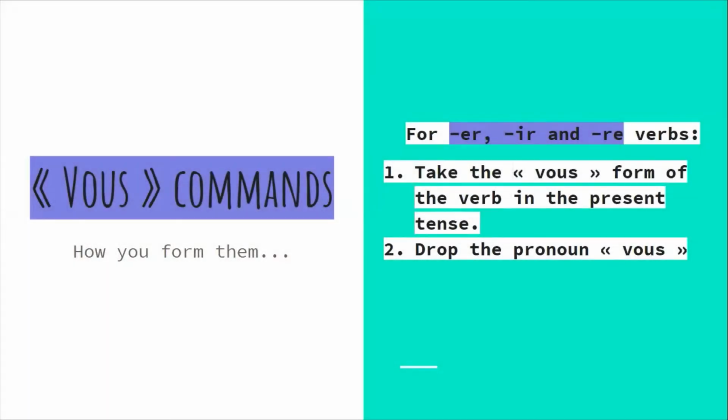Let's now move on to vous commands. There's no distinction with vous commands. We don't have to worry about what the verb ends with. All we need to know is this one step. For all types of verbs, ER, IR, and RE verbs, we're going to take the vous form of the verb in the present tense. Then we're going to do as we did with tu commands. We're going to drop the pronoun vous.